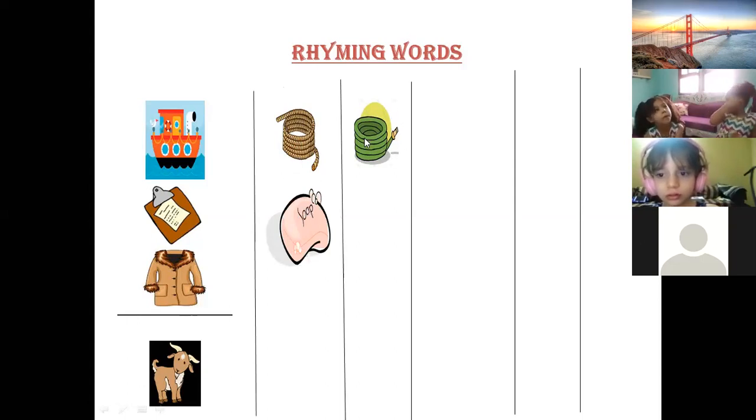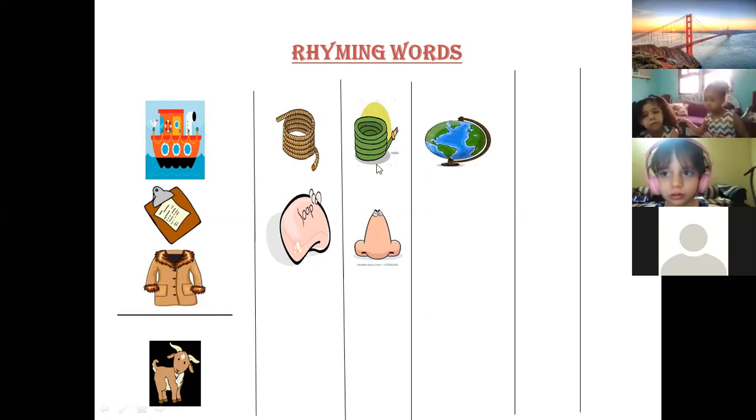Rose, are you with me? Okay. Hose rhymes with what? Nose. Excellent. And what else? Your name? Rose. Excellent. So hose, nose, and rose rhyme. Why, Rose? Why are they rhymes? Because they have the same vowel and the same ending sound. Excellent, Rose.